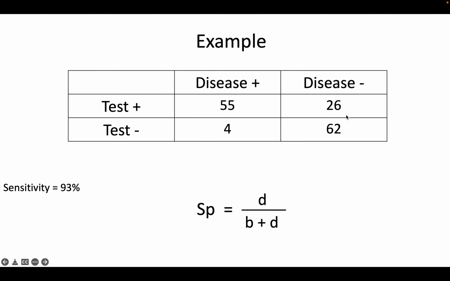Specificity, on the other hand, is the number of true negatives, so the number that the test called negative that are truly negative over all of the people who are truly disease negative. So D over B plus D. And in this case, it comes out to 70% specificity. So the test isn't great at correctly identifying people that are disease negative. They only correctly identified 70% of this total group that are disease negative. These 26 plus 62, we were only able to get 70% of them right.